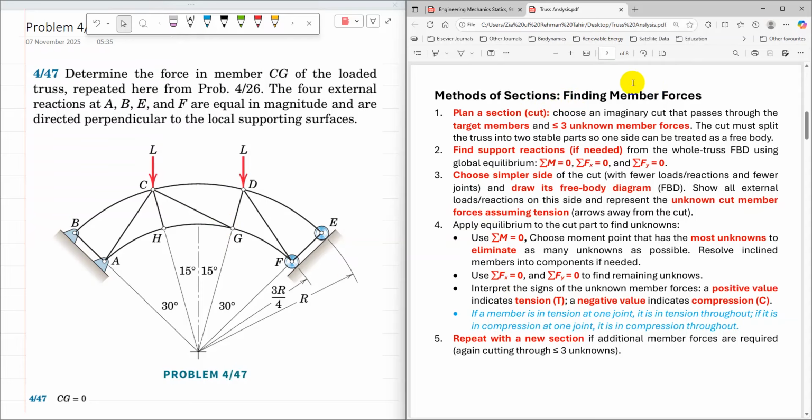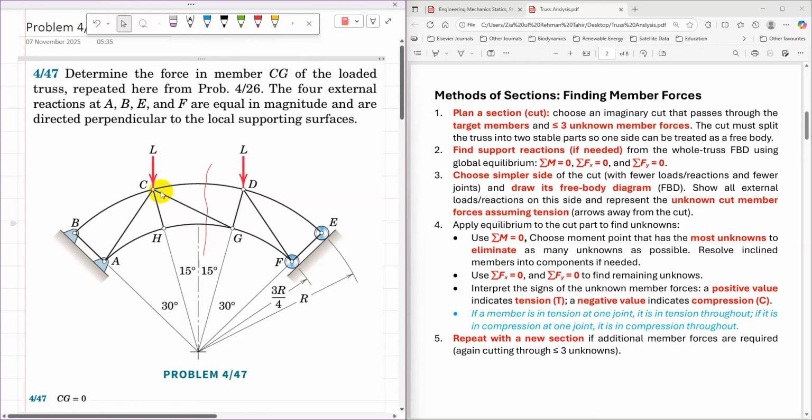These are the steps to find member forces using the method of sections. The first step is to plan a cut that passes through the target member. The target member is CG. That is the cut, passing through the target member CG, and at the cut there must be three or fewer unknown forces. So there are three forces, CD, CG, and GH, on the cut, and then we need to choose the simpler side of the cut.